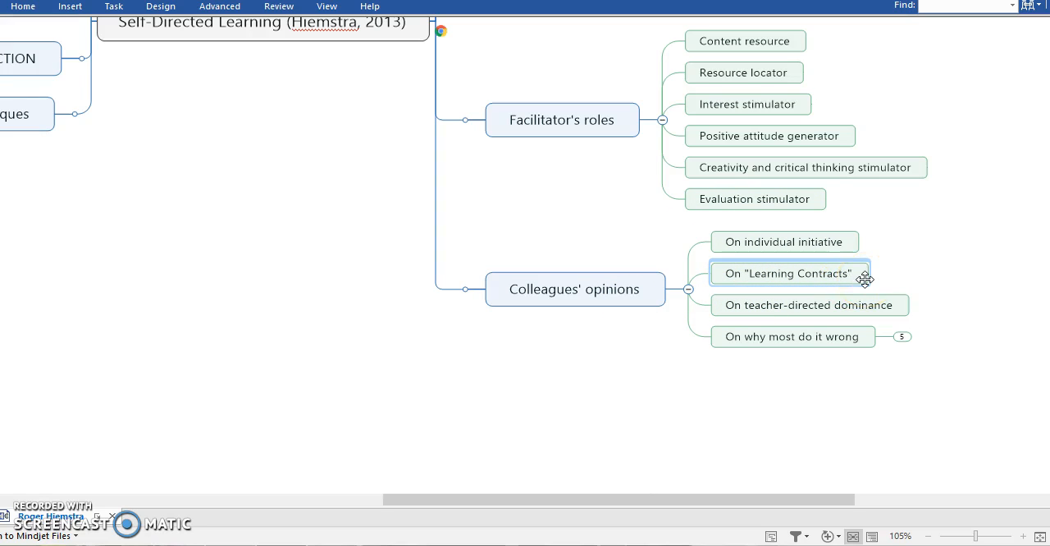Opinions on learning contracts. Well, learning contracts is quite a strong concept, let's say, but it's like the best way to make a person responsible for something, and that's like the way to show learners that they are in full responsibility for this, not only the facilitator but also they have already set goals and they have identified the best way to reach their goals. So it's always like demanding this. Colleagues' opinion on teacher-directed dominance.